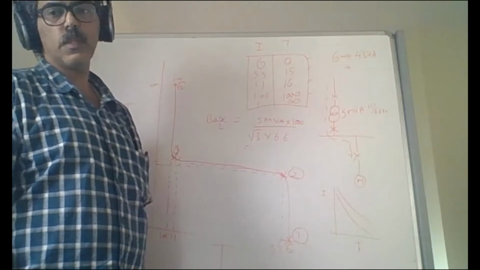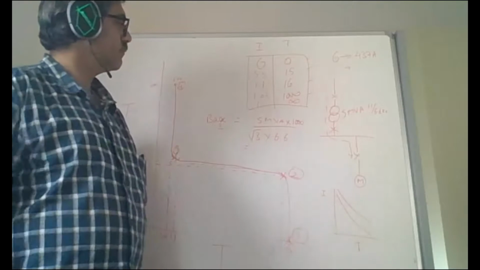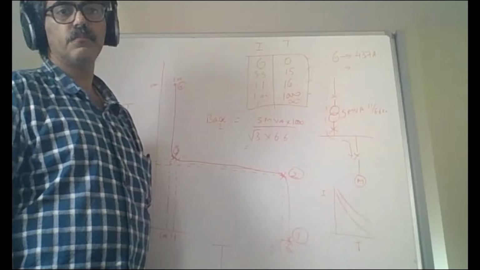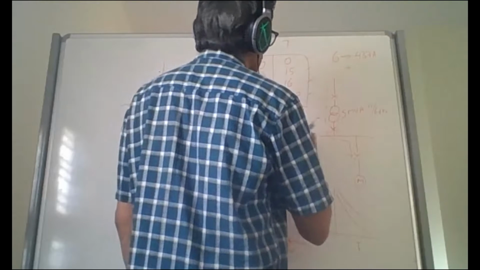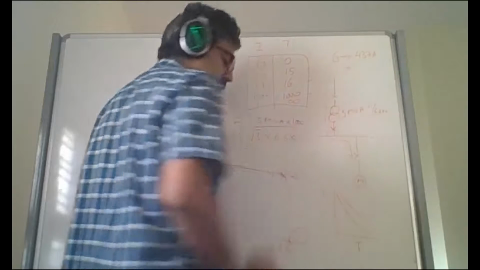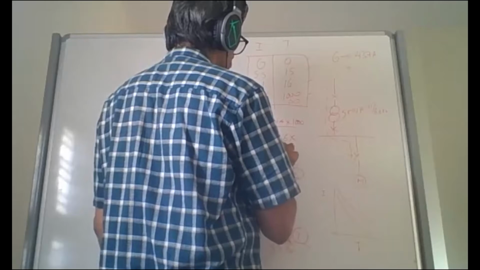437. Power factor, you take 0.85. No, there's no power factor in this. There's no kilowatt. This is MVA. This is 437 amps. Okay, sorry, 437 is amps. So the base current of the system is 437 amps.